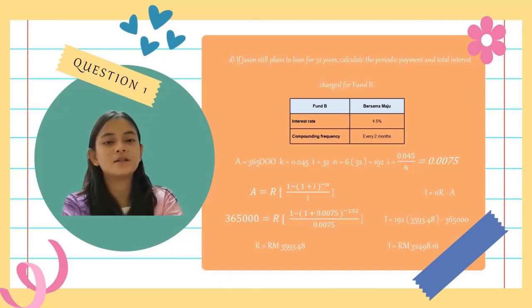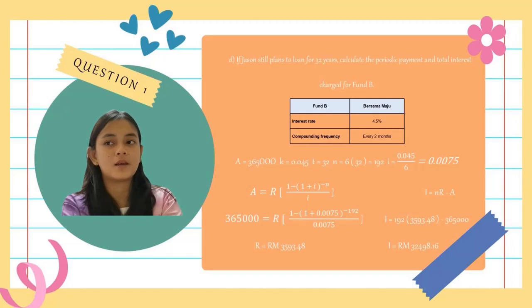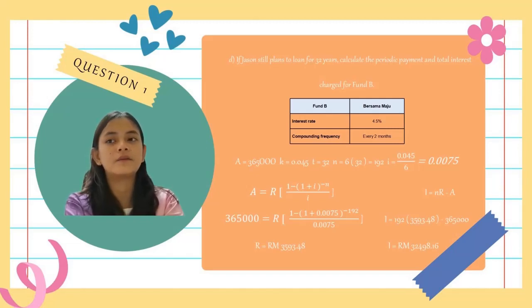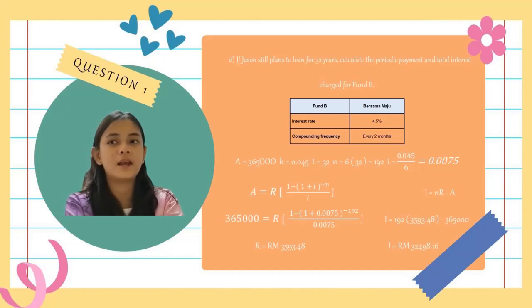To find the answer for I, we need to use the formula I equals NR minus A. I equals 192 multiplied by 3593.48 minus 365,000. And the answer for I is 32,498 ringgit and 60 cents.